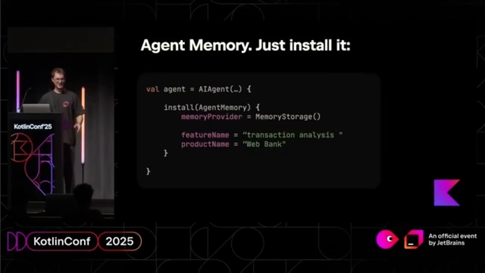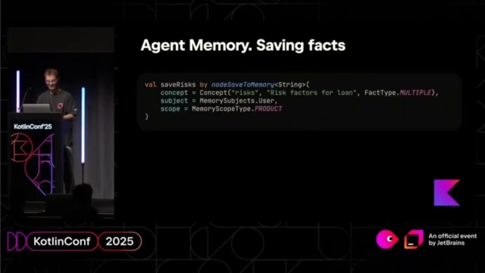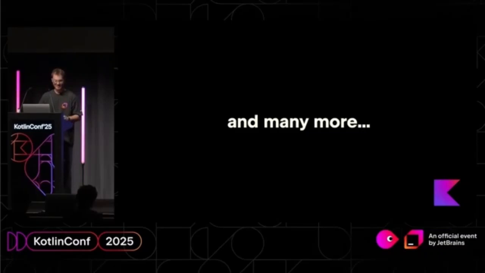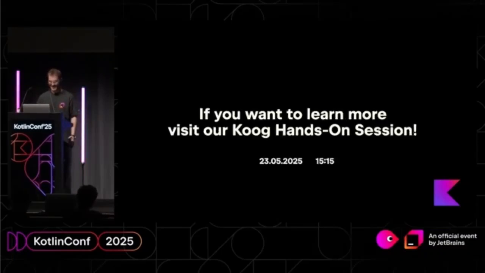So to use the memory, just install it to any agent and provide where to store the facts. And then you can design it as an engineer by yourself. You can say here, I want to save these facts in the memory. And later, I can load them and use them. That's it. So actually, we have many more features. If you want to learn more, visit our Koog hands-on session tomorrow.